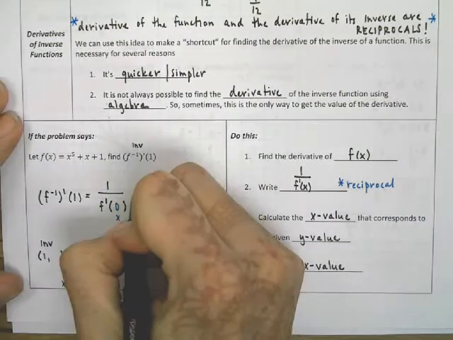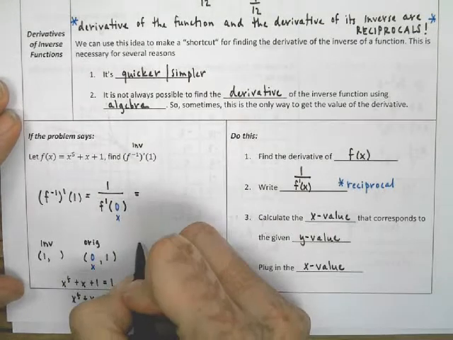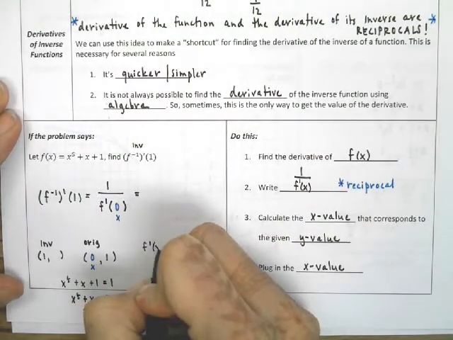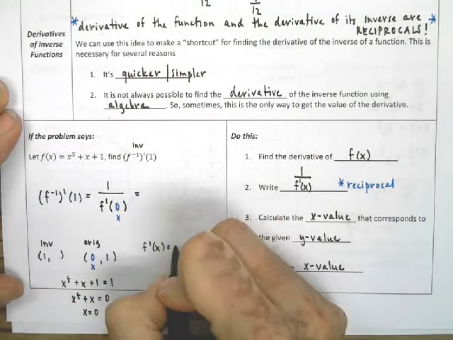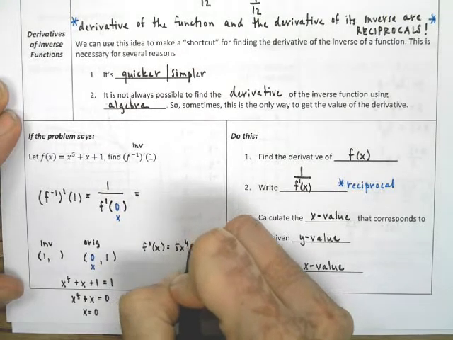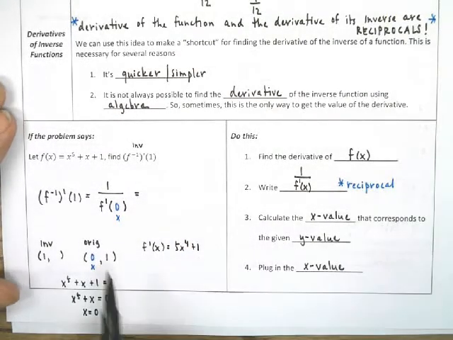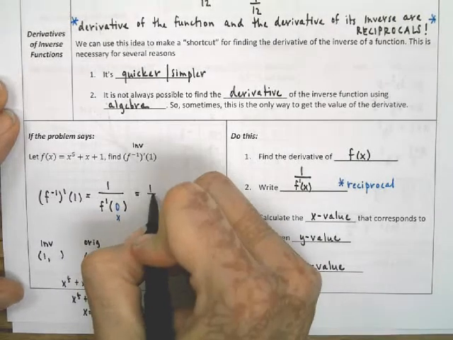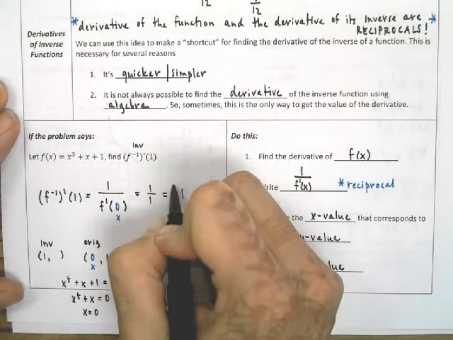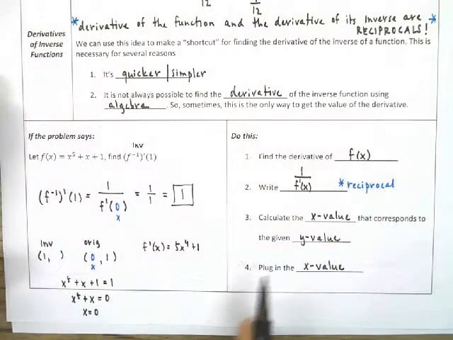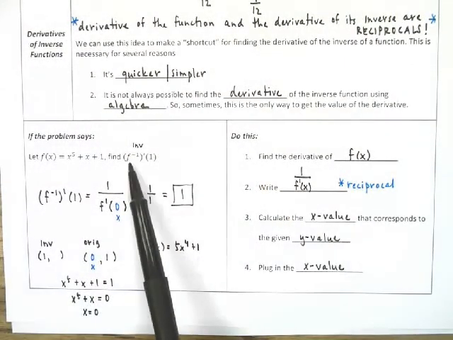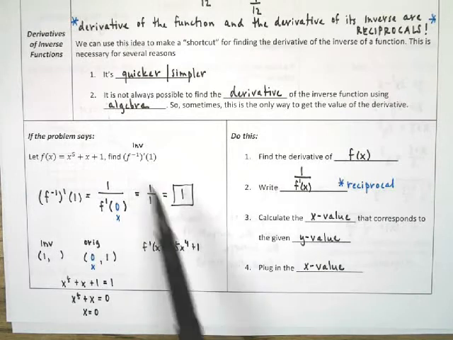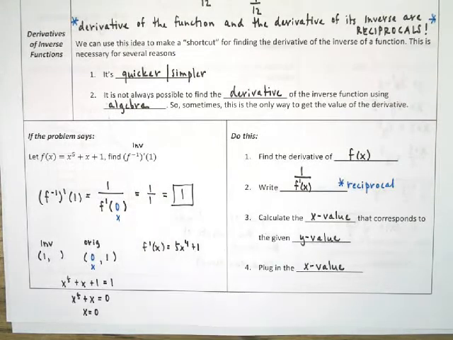So now I actually have to do another step. I have to find f prime of x, which is 5x to the 4th plus 1. So if I plug 0 into here, I just get 1 over 1, which is 1. So what I just found out is that the derivative of the inverse when x equals 1 is 1.